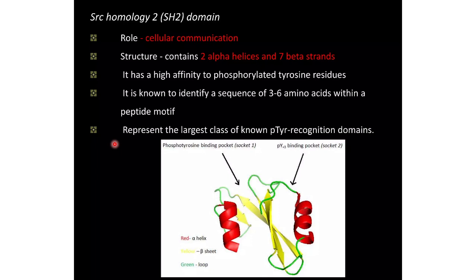Now, let us talk about a few of the domains, starting with the SH2 domain or the SRC homology domain. Its role is cellular communication, and it contains 2 alpha helices and 7 beta strands. It has a high affinity to phosphorylated tyrosine residues. It is known to identify a sequence of 3 to 6 amino acids within a peptide motif, and it represents the largest class of tyrosine recognition domains.